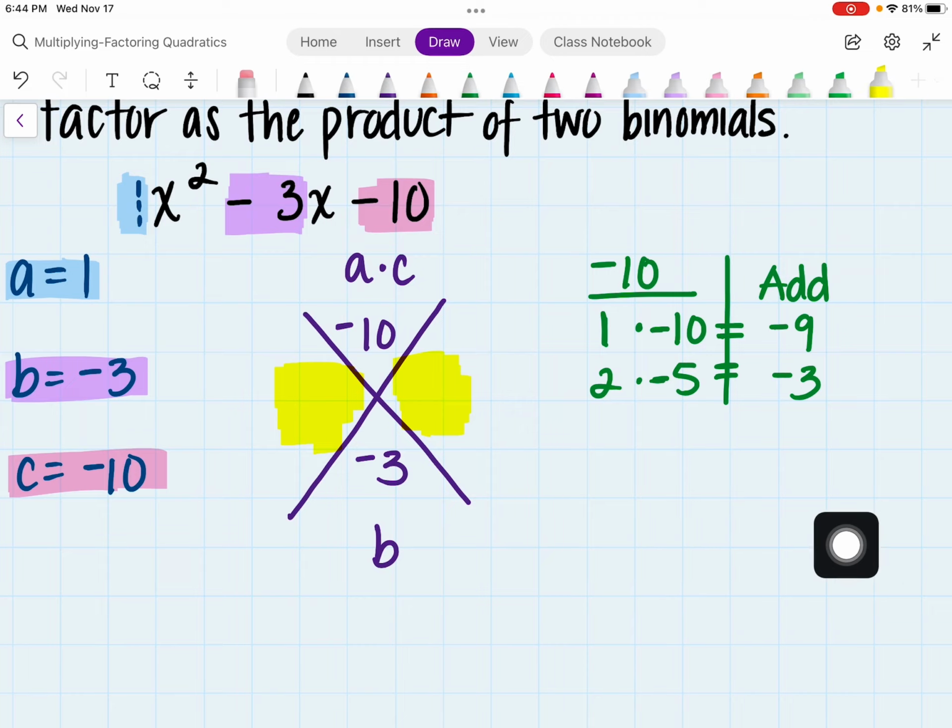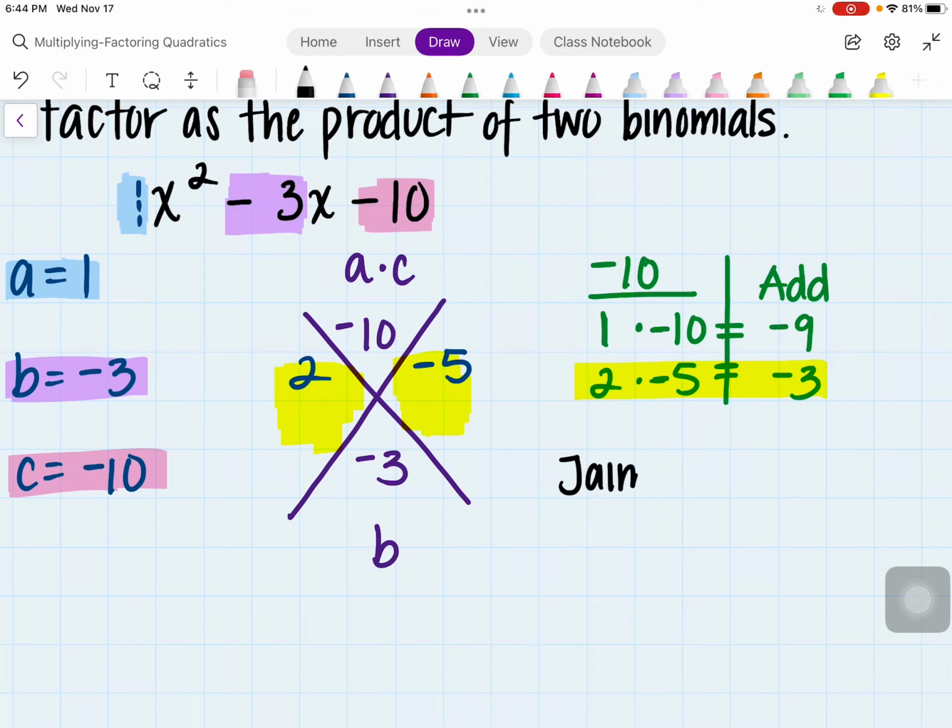So the one in this case that gives us our b value is going to be 2 and -5. So our factors in this case are 2 and -5. Now, from here, guys, I'm going to go ahead and actually do the Jaime Escalante method. This is the Jaime Escalante method. And Jaime Escalante was a math teacher in Los Angeles, and he's well known, and he did come up with this method.